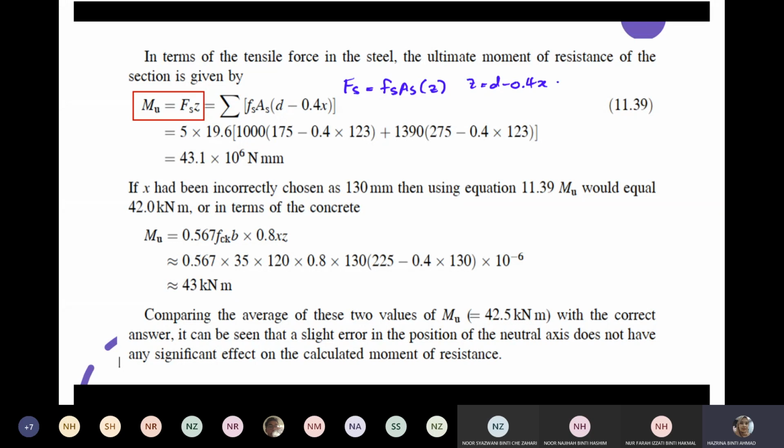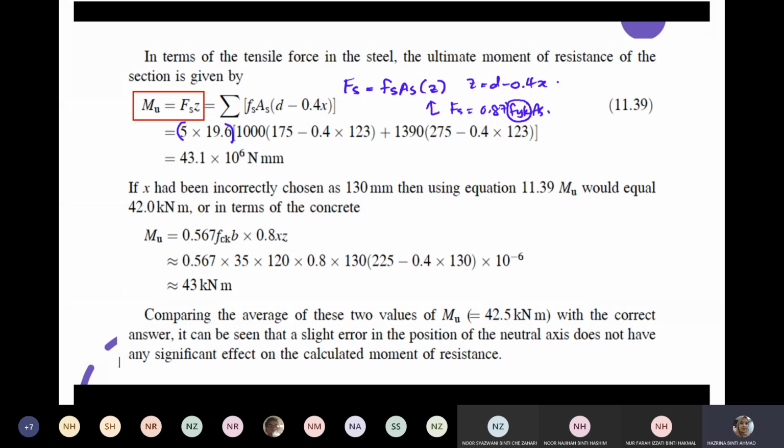This is actually similar to normal reinforcement, where we have Fs equals 0.87 fyk As, right? So the equation is almost the same, only that for this value of fy, we are going to adjust the value based on the value that we have calculated from the table. So the equation is the same, which is based on the stress block analysis. Five times 19.6 is the area of the steel reinforcement for each layer.